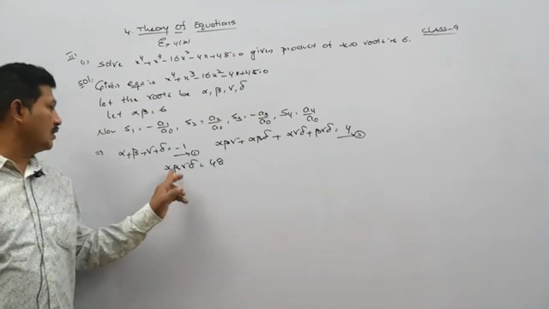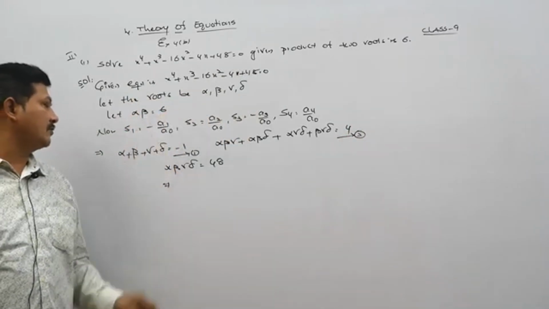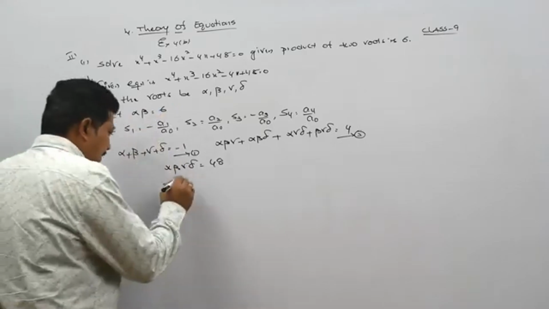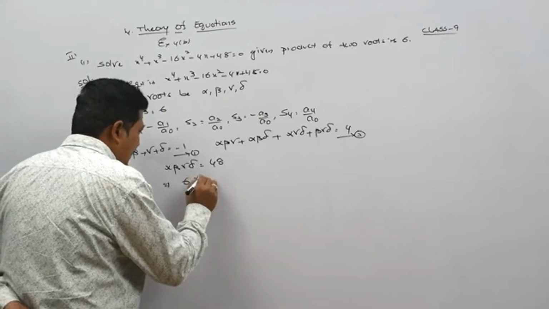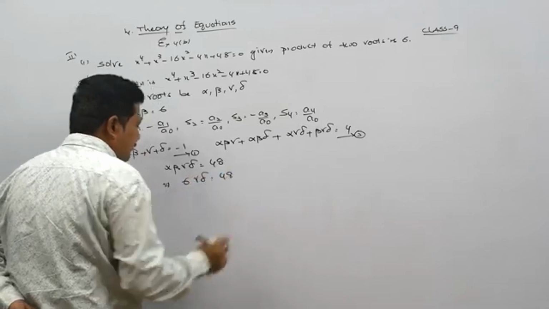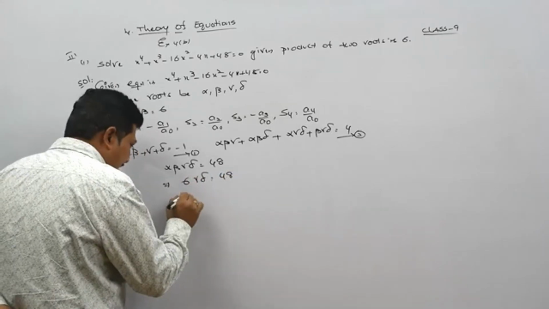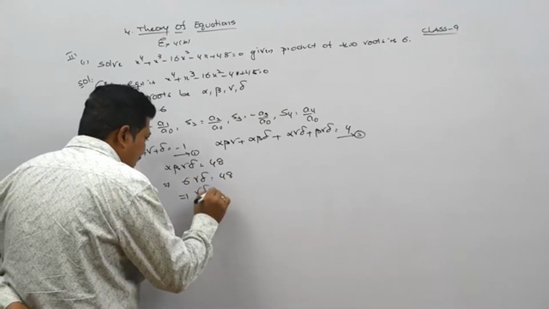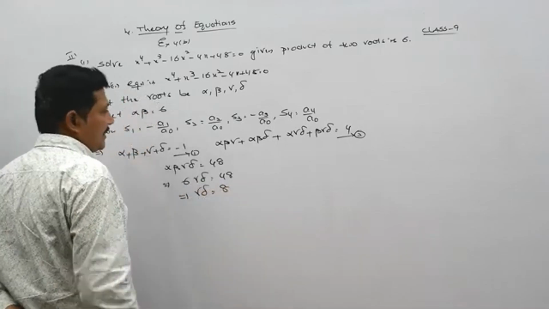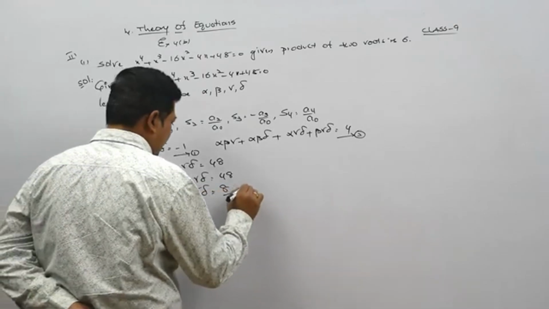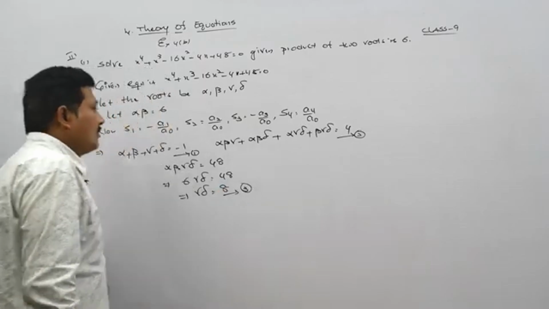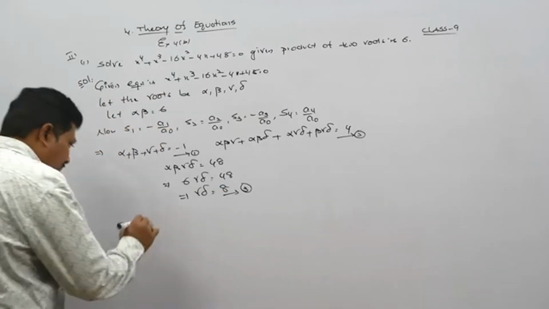Now we know that alpha into beta is equal to 6. Substituting that value here, 6 into gamma delta is equal to 48. So 6 ones are 6, 6 eights are 48, which implies gamma delta is equal to 8. Call this one as equation 3. Now consider equation 2 from 2.